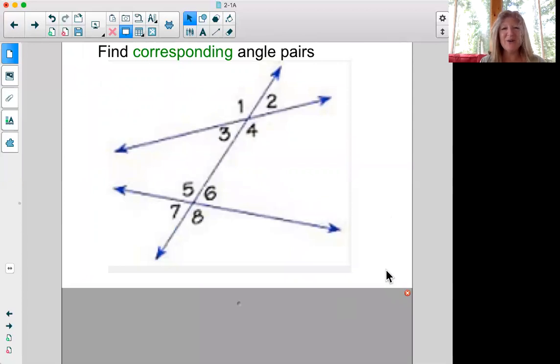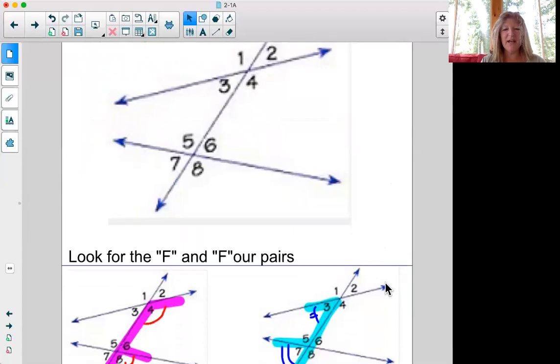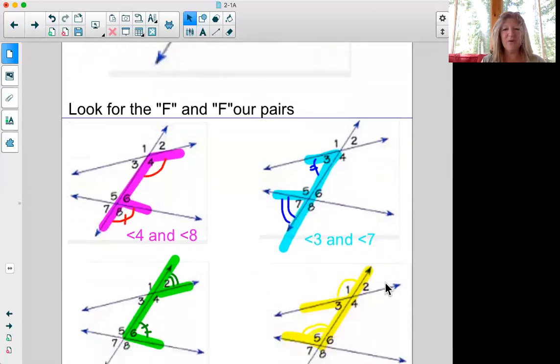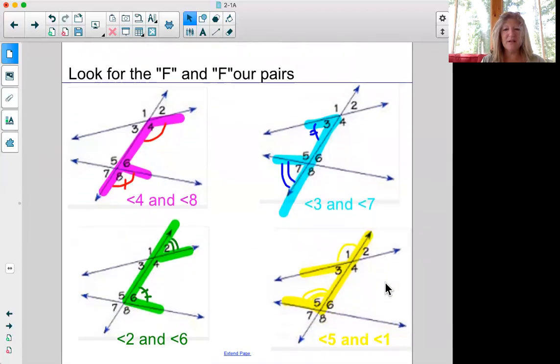Pause, find your corresponding angles, and then press play. Corresponding angles, we're looking for the F, and there are 4 special pairs: 4 and 8, 3 and 7, 2 and 6, and 5 and 1.